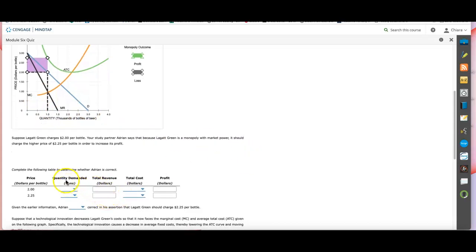So complete the following table to determine whether Adrian is correct. At the price of $2, what is the quantity demanded? It's 1,000 bottles of beer. So we're going to find 1,000 on this drop down. What is our total revenue? We know total revenue is price times the quantity. So if we do $2 times 1,000 bottles, it's going to be $2,000.